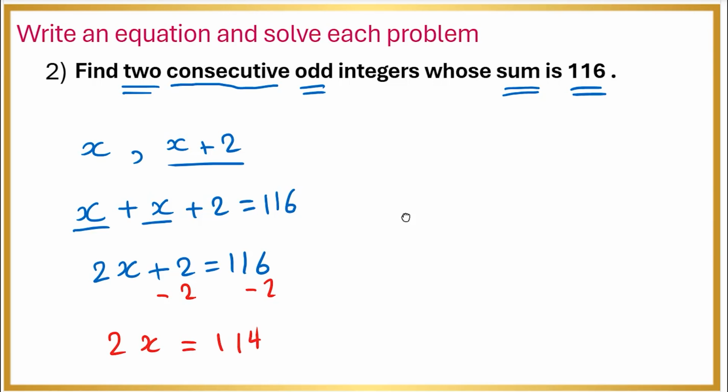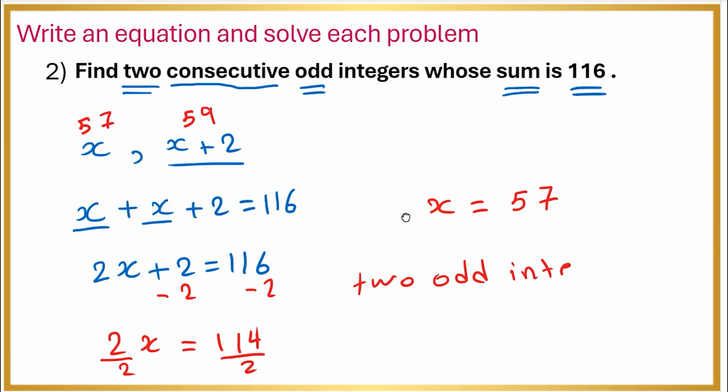Now we need to cancel this 2. This 2 is multiplied with x. To cancel it, we divide by 2, divide by 2. Then we have x equals 114 divided by 2, which is 57. Then the first number here will be 57, and the second number will be 59. Then we write the two consecutive odd integers are 57 and 59.